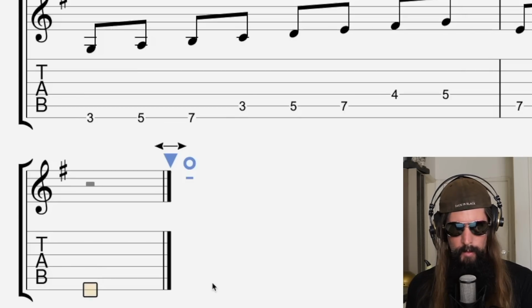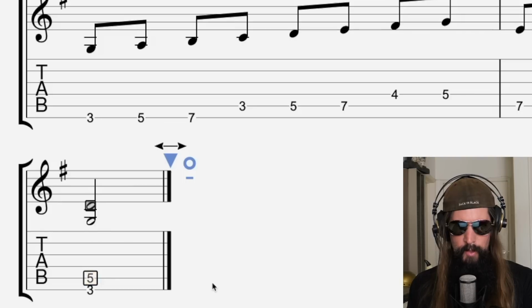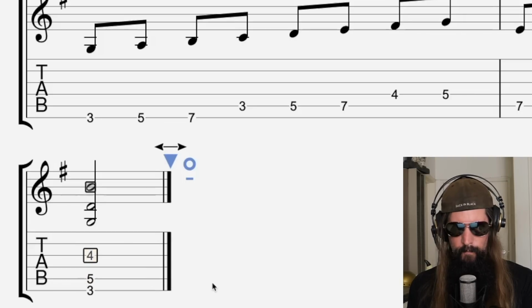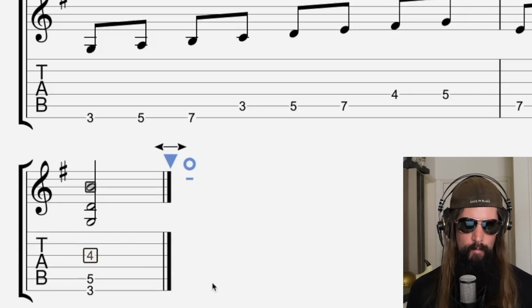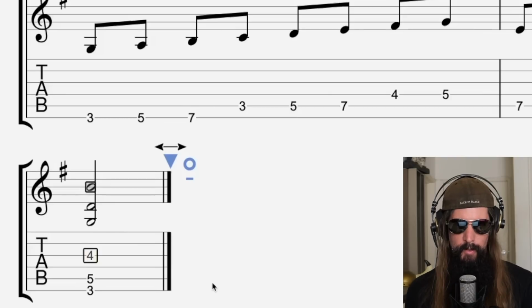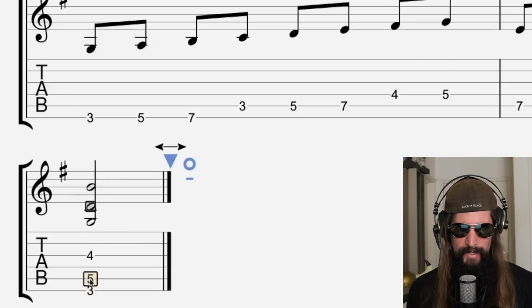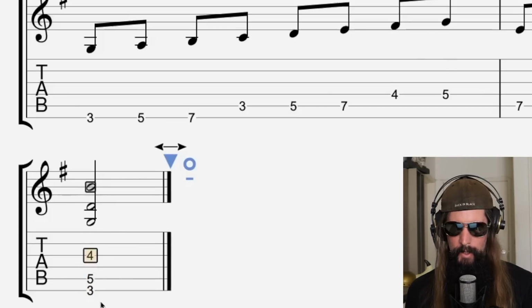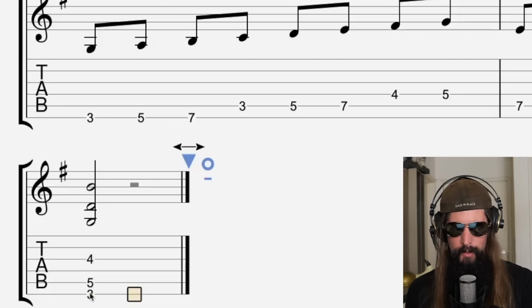Let's start on the low E string, right? So we'll use the same Eric Johnson voicing principle. Root, fifth, third. So that's G, D, and B. B stands for bodacious. Everyone knows that.